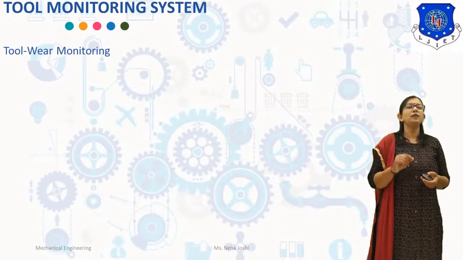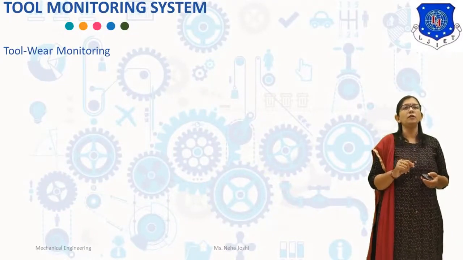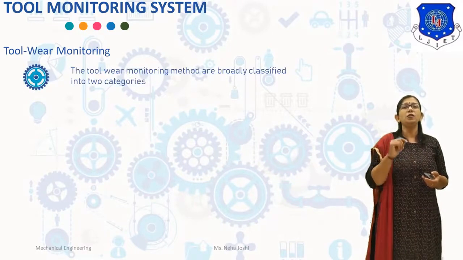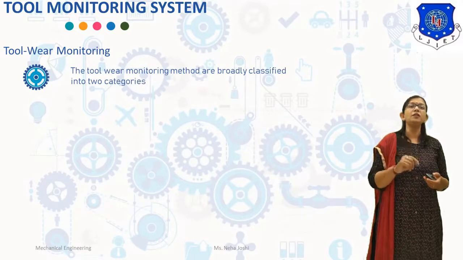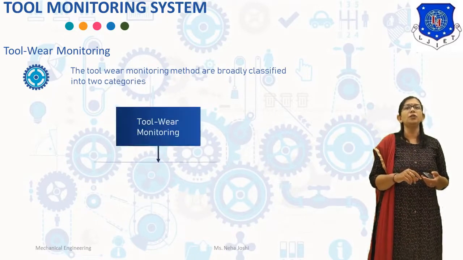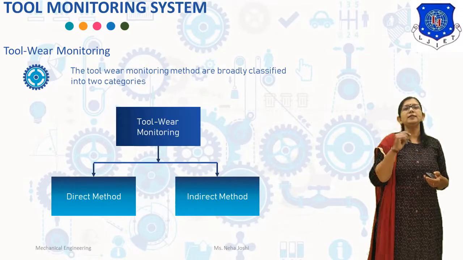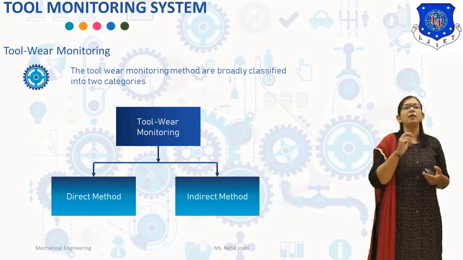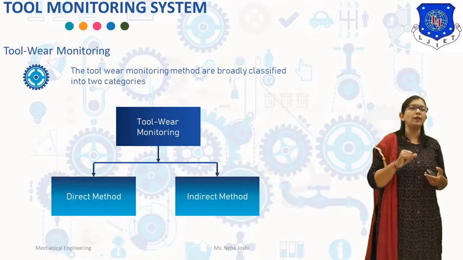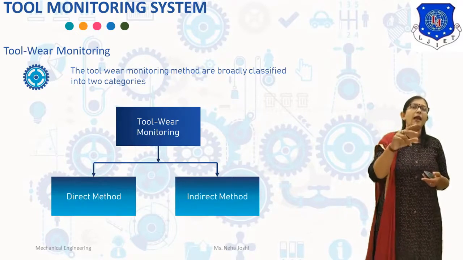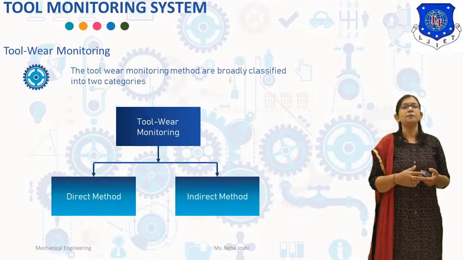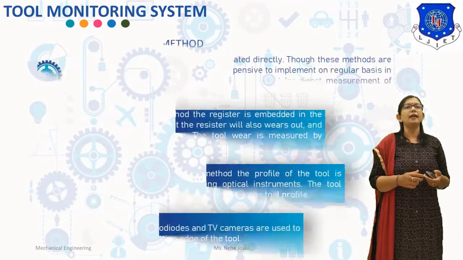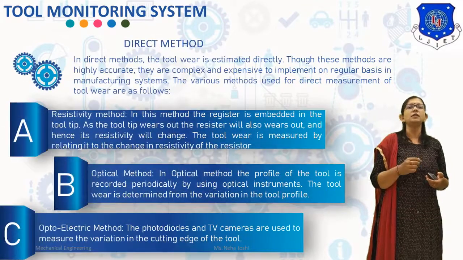Now, first of all, we will discuss tool wear monitoring. The accuracy and surface finish of a manufactured component depends upon the condition of the cutting tool. So, it is necessary to monitor the tool wear continuously. The tool wear monitoring methods are broadly classified into two categories. First one is the direct method and second one is the indirect method.